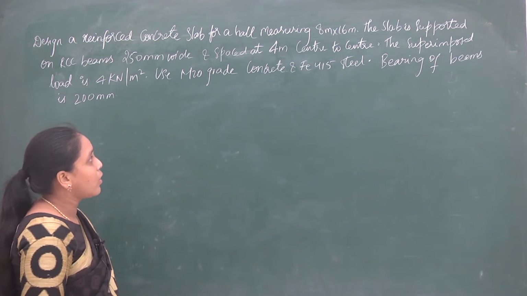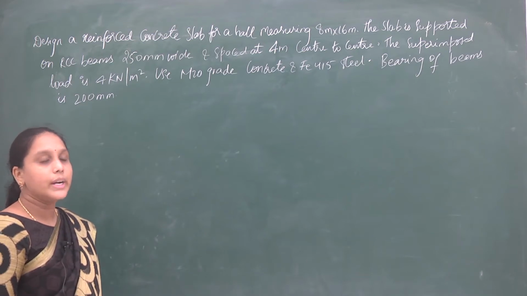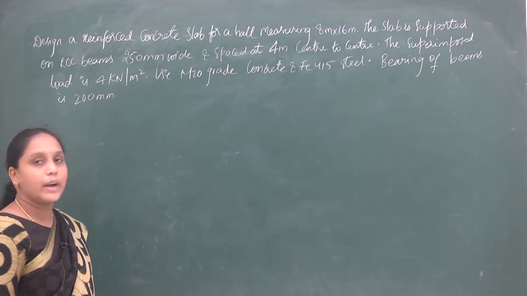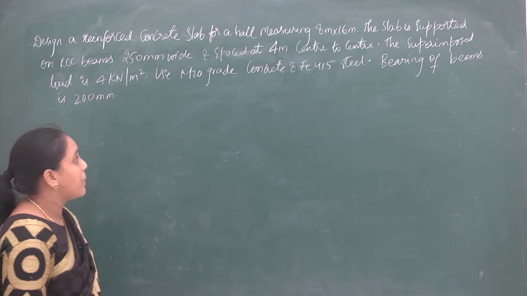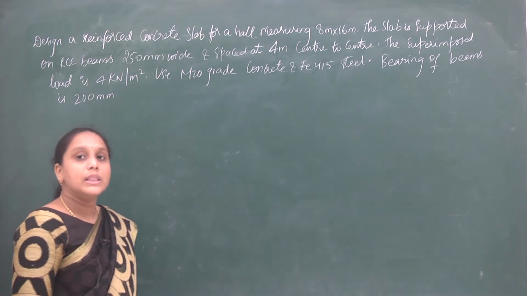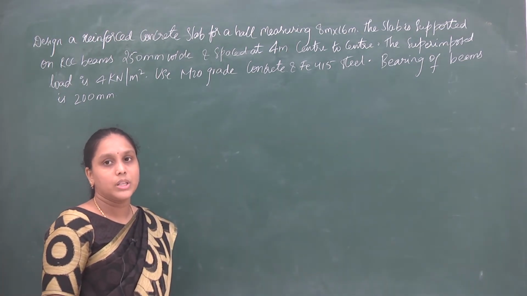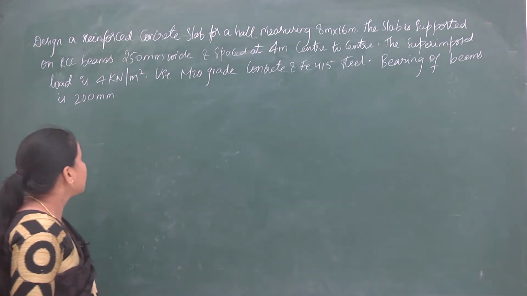Use M20 grade concrete and Fe415 steel. So the grade of the concrete is given as M20 and the grade of the steel is given as Fe415. And the bearing of beams is 200 mm. That is the width of the supports, which is given here as 200 mm.